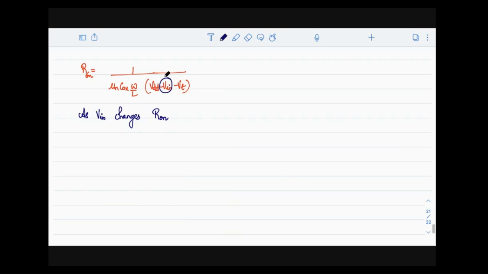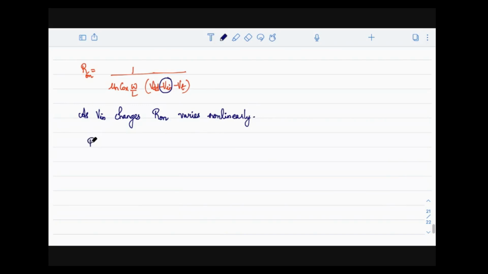So what type of variation can we expect? Will it be a linear variation? No, it is definitely not a linear variation. So I can say that R on will vary non-linearly. Now, whenever non-linearity comes into the picture, what can be the ultimate result? It will lead to distortions. We have actually discussed those things in our previous course on RF and millimeter wave. Now, again, we'll discuss that here.